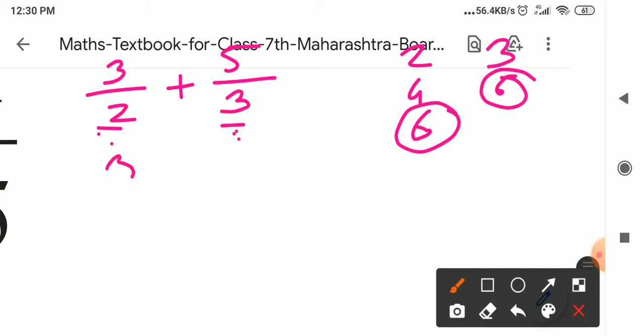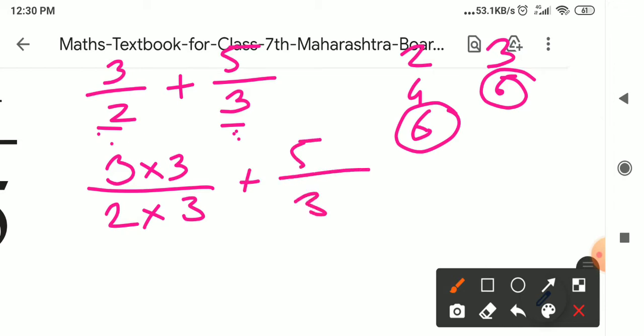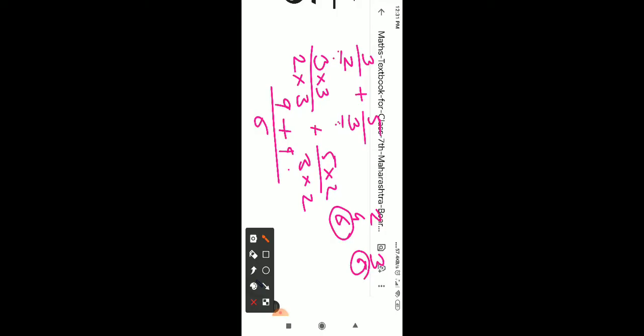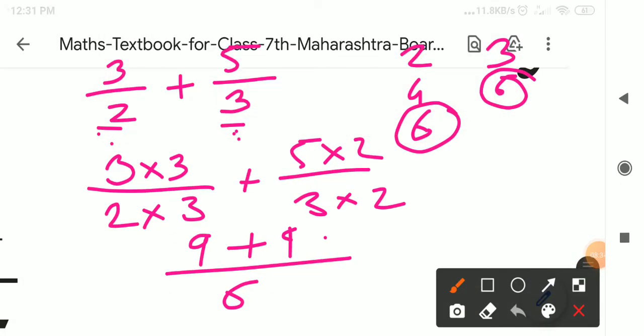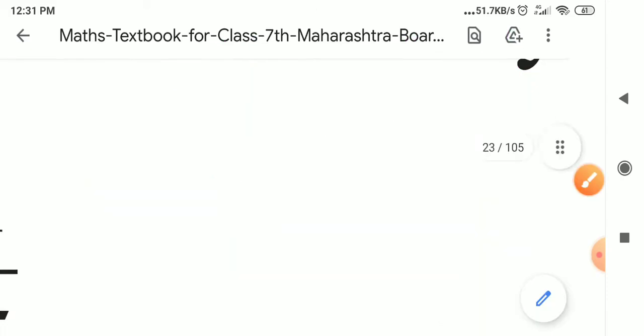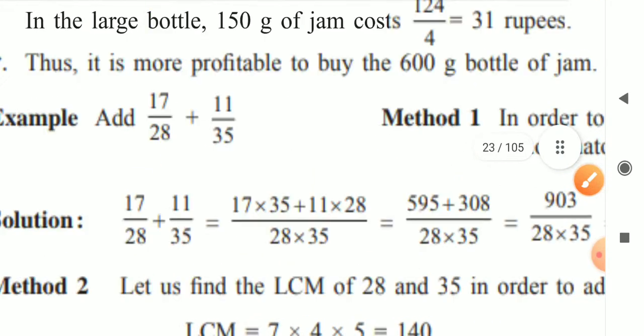So how to make this? 3 into 3, because here 2 is there, 2 3s are 6, and that's why all the things are over for you. And 5 upon 3 into 2 into 2. Now we make the denominator the same, that is 6: 3 3s are 9, plus 5 2s are 10. And its answer is how much? 19 upon 6. Its answer is 19 upon 6. Okay, in this way we are finding the LCM of numbers.